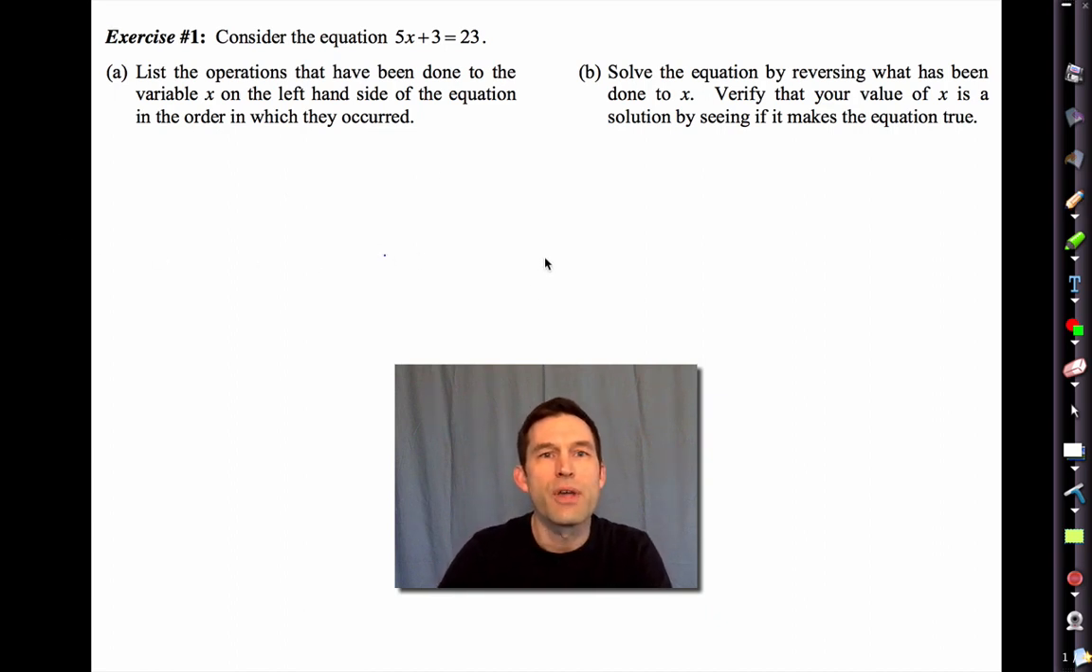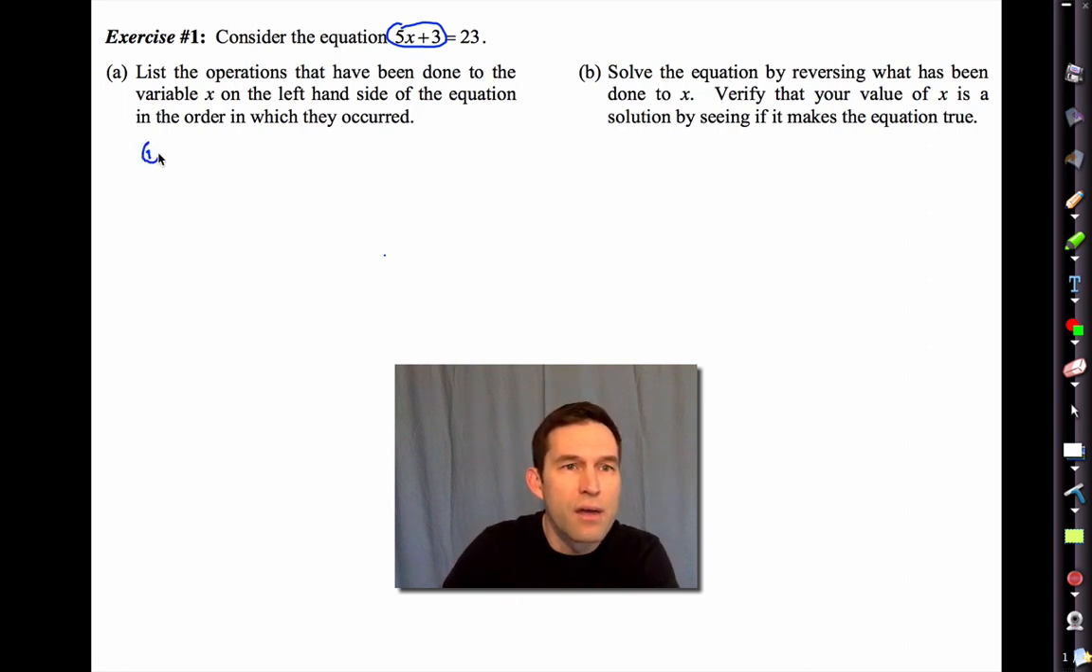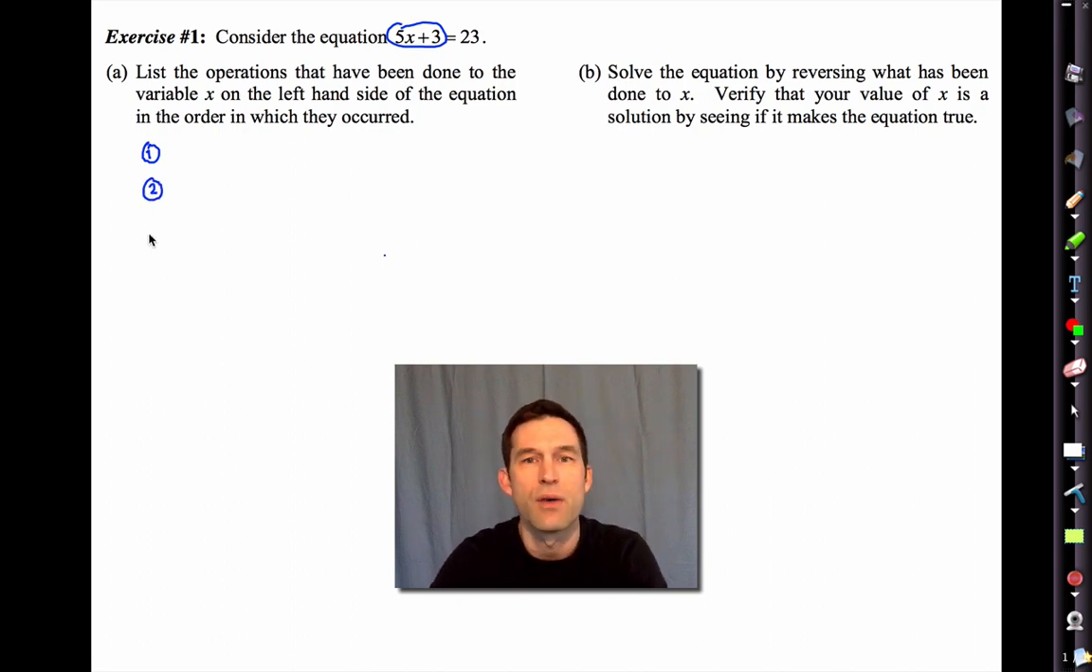It says list the operations that have been done to the variable x on the left-hand side of the equation. So what's been done to x on that left-hand side just in the expression? I don't want you to worry about the equation. Pause the video right now and make a list. There's 2 things that have been done to x. What I want you to do is list them in the order in which they happened. Pause the video now.